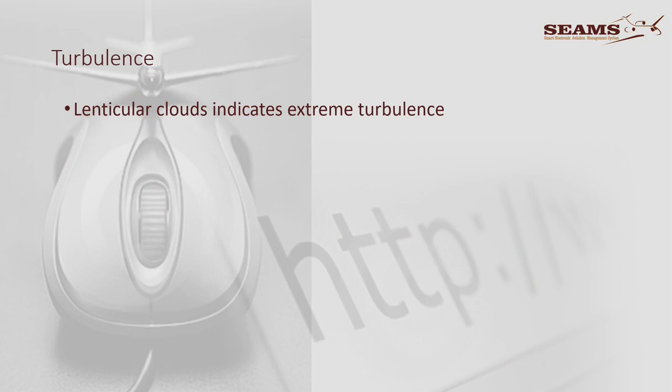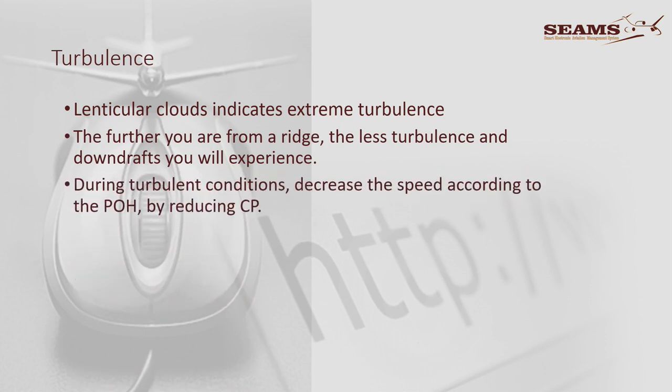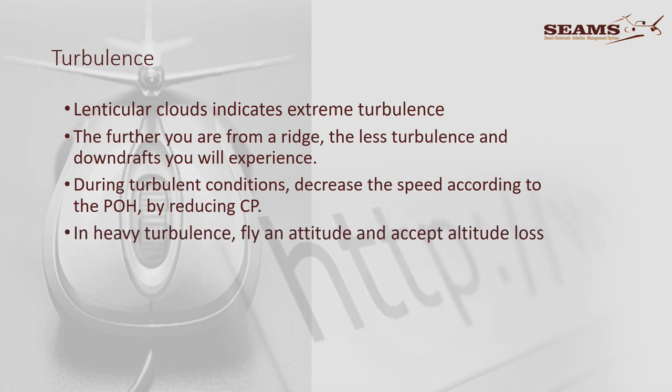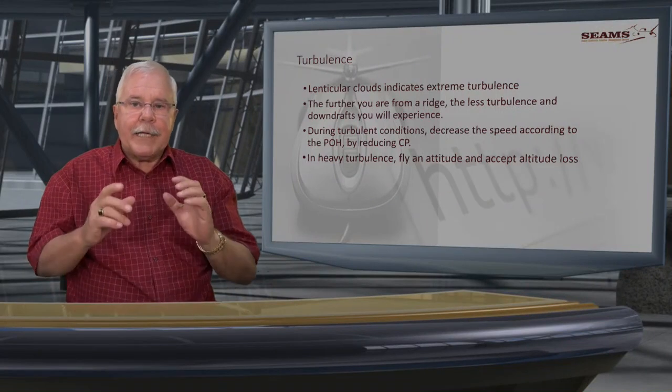Lenticular clouds indicate extreme turbulence. All right, there are just a couple of indications. The further you are from the ridge, the less turbulence and downdrafts you will experience. Then I say during turbulent conditions, decrease the speed according to the handling notes of your aircraft, and you will have to reduce the continuous power. In heavy turbulence, fly an attitude and accept altitude loss.